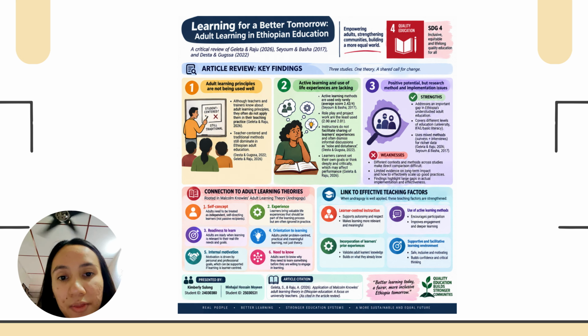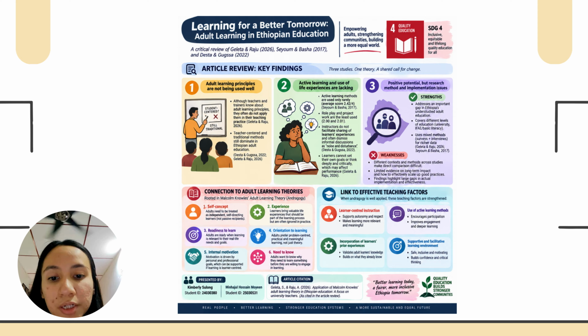So these 3 studies are using the Malcolm Knowles theory, which assumes that adult learners are self-directed, bring rich life experiences, and require problem-centered learning. So now, let's look at what the research actually reveals. Let's look at number 1, which says adult learning principles are not being used well.